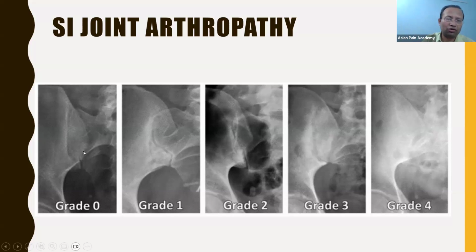So here you can see the normal margins. The margins are all normal, no sclerosis, no erosion, no osteophyte. So this is grade 0. And then comes grade 1, 2, 3, 4. Gradually these erosions will increase. Here you can see in grade 3 it is severe erosion, and grade 4 means ankylosis. There is no joint space. So we will not go for any intervention if there is ankylosis or if it is a normal joint. In grade 1, 2, 3, if we think that the SI joint is the pain generator, we will go for intervention.